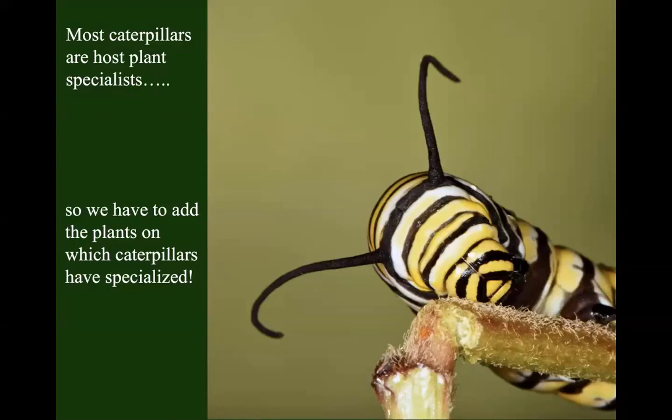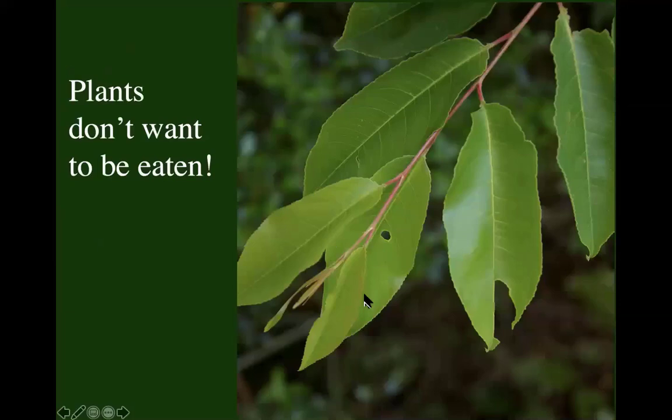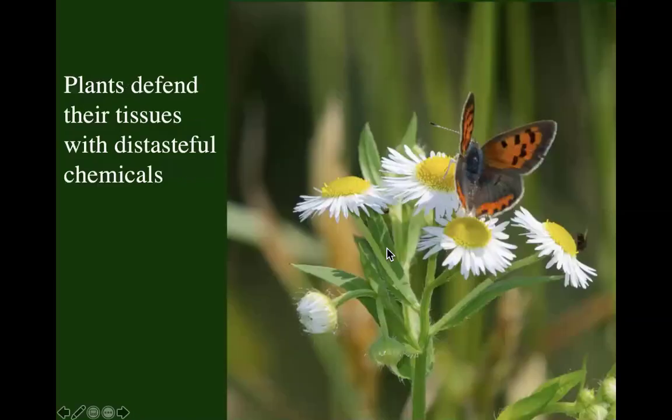And it turns out that most of the insects that eat plants are host plant specialists. Why are they specialists? Because plants have made them that way. Plants don't want to be eaten. They want to capture the energy from the sun and use it for their own growth and reproduction. So they've loaded their leaves with nasty tasting chemicals, secondary metabolic compounds that make those leaves either bitter or downright toxic. And it's a really effective defense that keeps most of the insects of the world from eating most of the plants of the world.